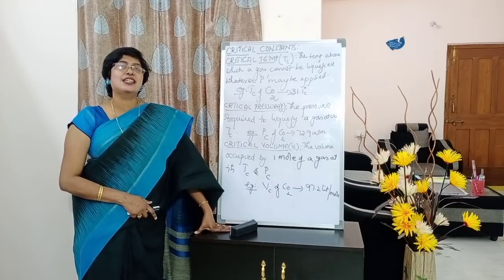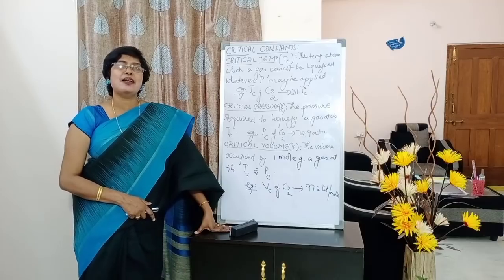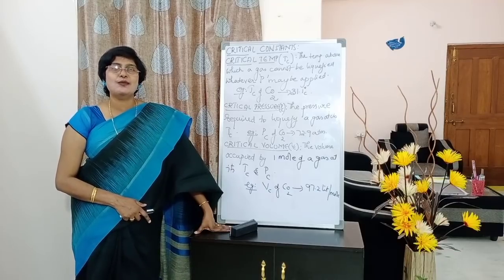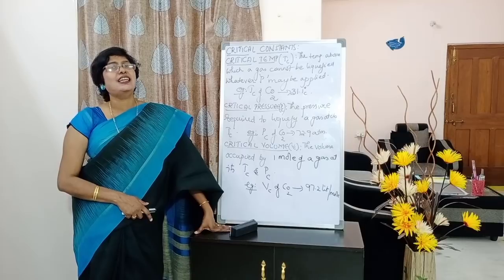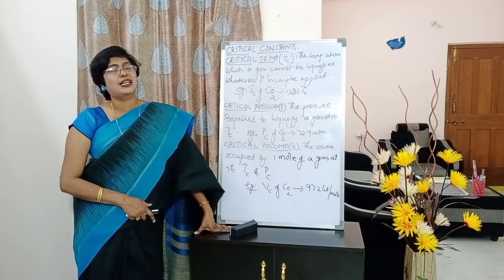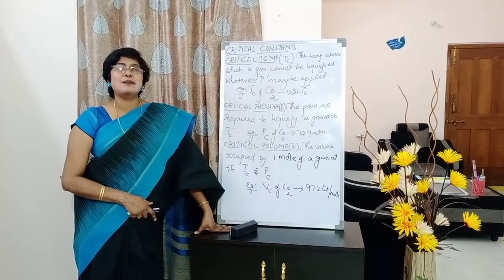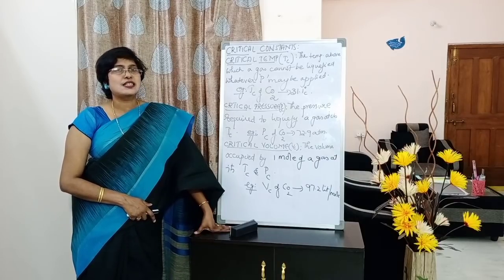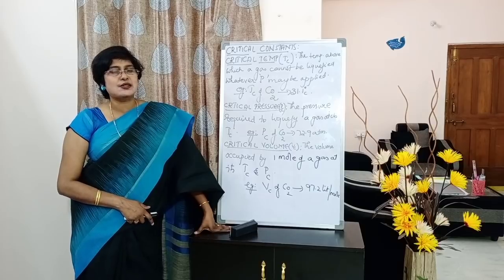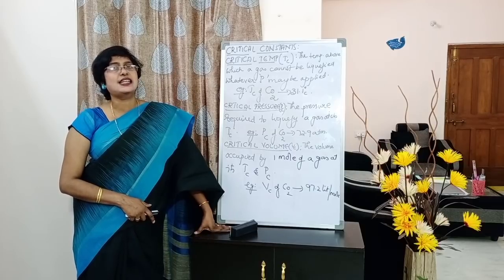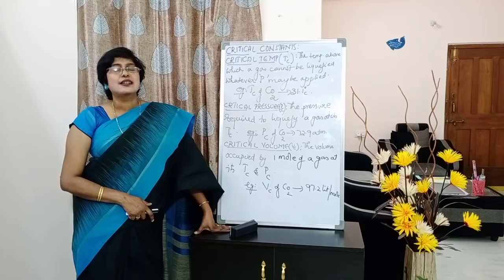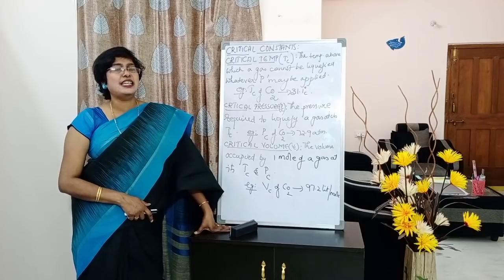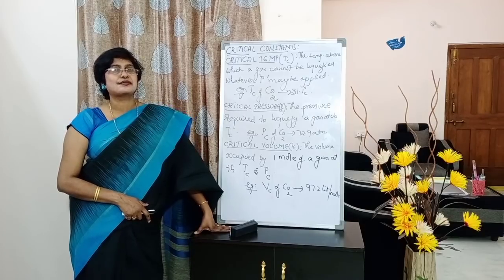Just now we have learned the critical temperature of carbon dioxide: 31.1 degrees centigrade. Write it as the example. TC of carbon dioxide is 31.1 degrees centigrade. This is close to room temperature, students. That is why Andrews selected carbon dioxide, as it is very easy to study its behavior.